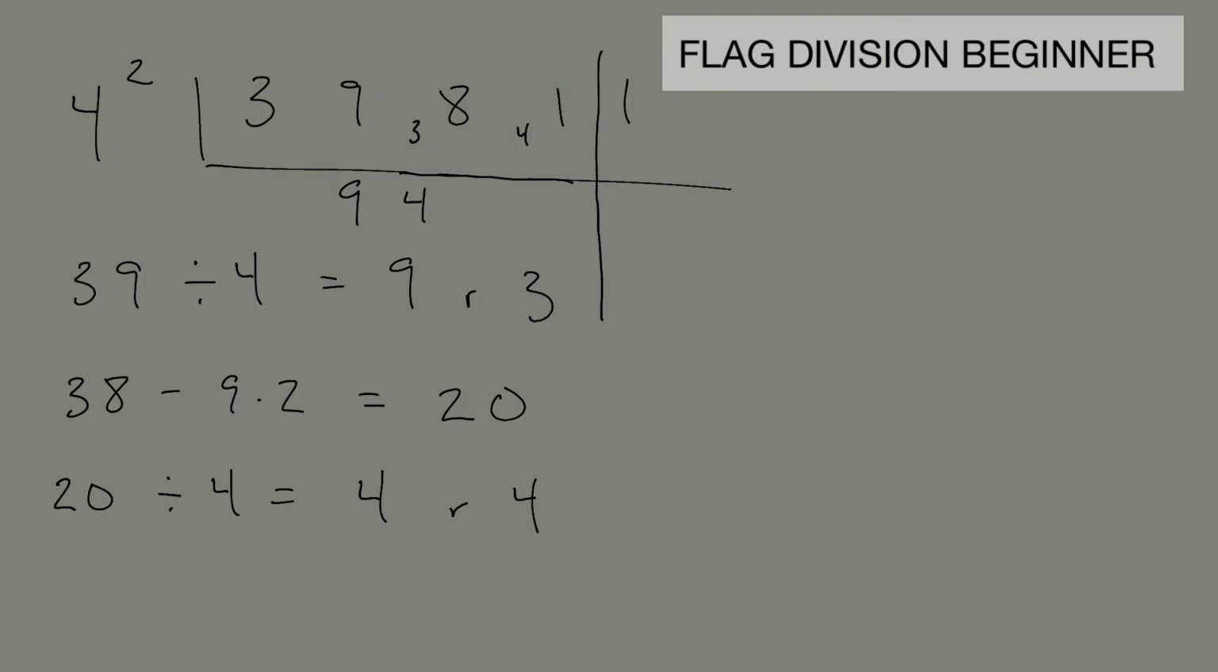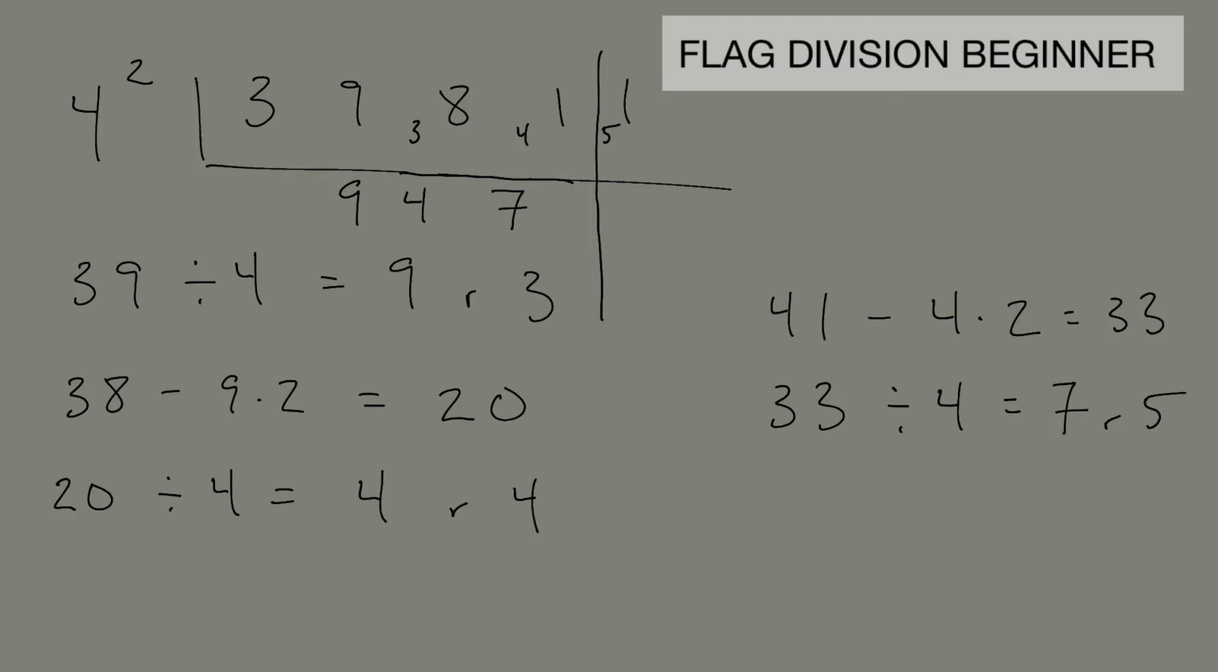Okay, now 41 minus 4 times 2. That's 41 minus 8, which equals 33. So now we're going to take this number 33 and divide it by 4. The closest we could get is 7. Remember, 7 times 4 is 28. So 33 divided by 4 gives us 7, remainder 5.